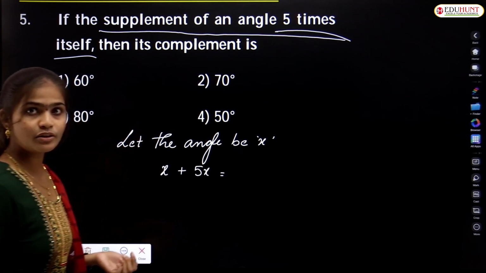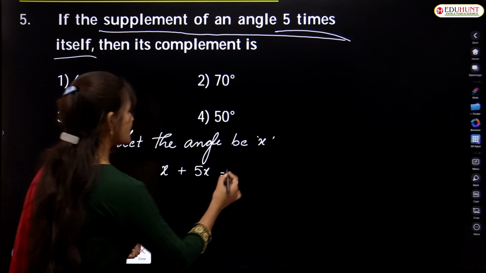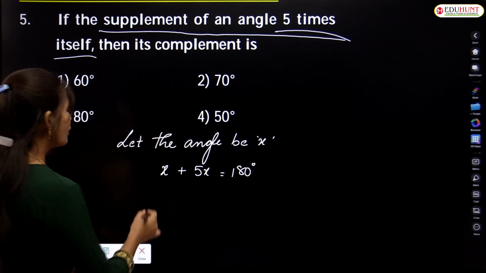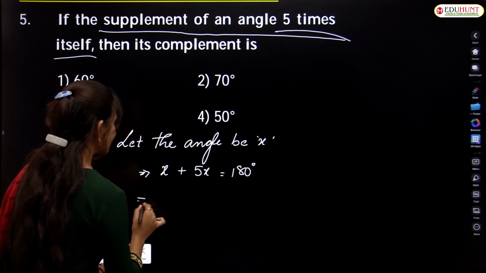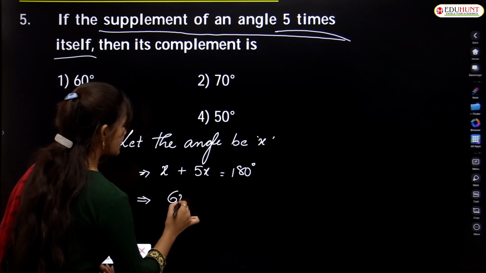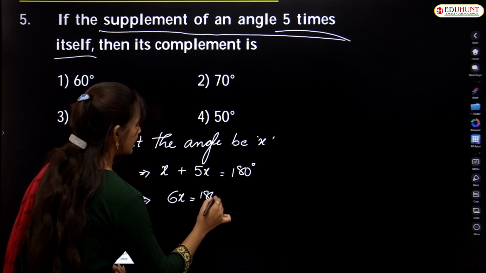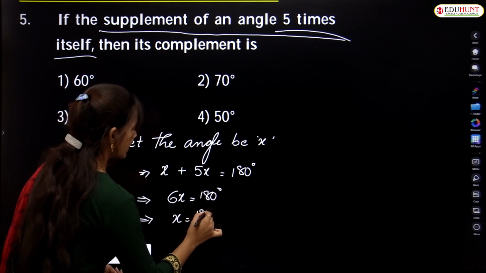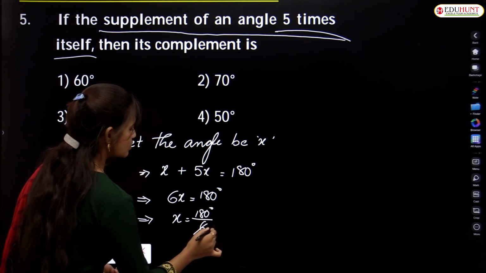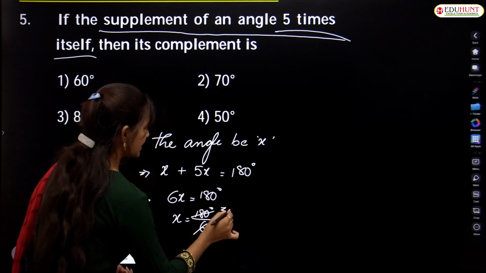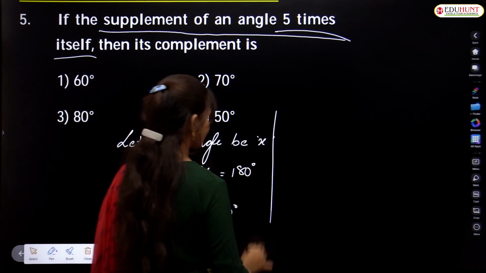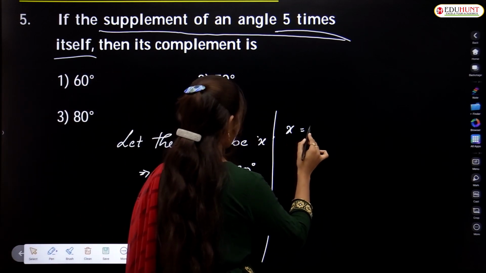And we know that those two are supplementary angles, which is equal to 180 degrees. Clear? So x plus 5x is equal to 6x, which is equal to 180 degrees. So here x is equal to 180 degrees divided by 6. So 6 ones are 6, and 6 threes are 18. So x is equal to 30 degrees.